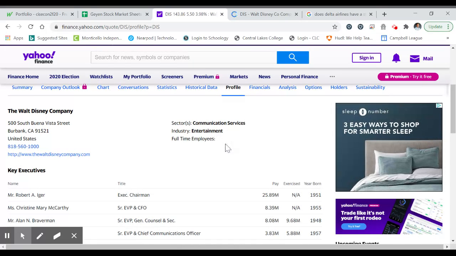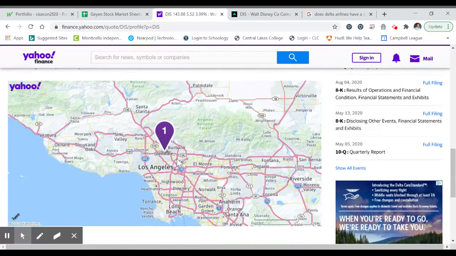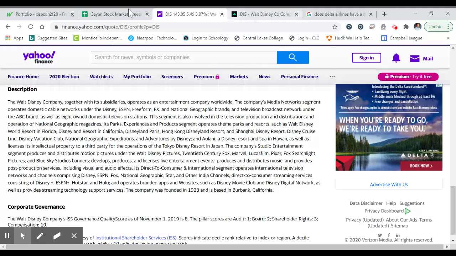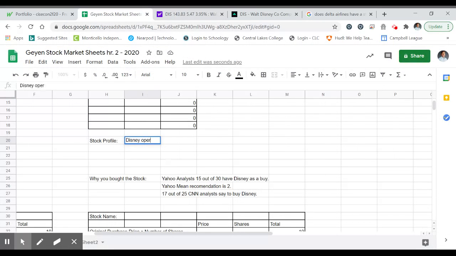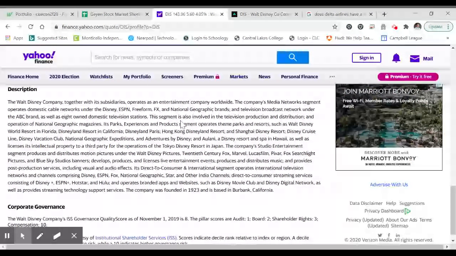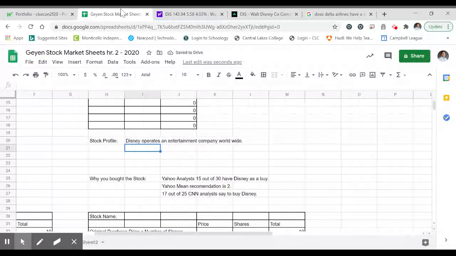So right now, Walt Disney Company with its subsidiaries operates an entertainment company worldwide. So I could put Disney operates an entertainment company worldwide. As I continue to read different things here, they have different cable networks. So they own cable networks such as Disney, ESPN, Freeform, among others.